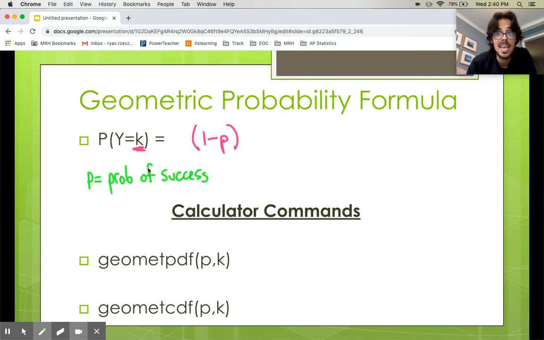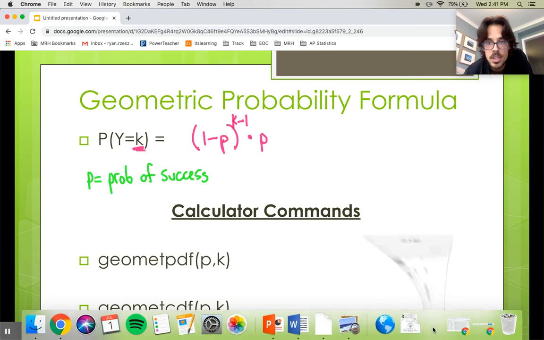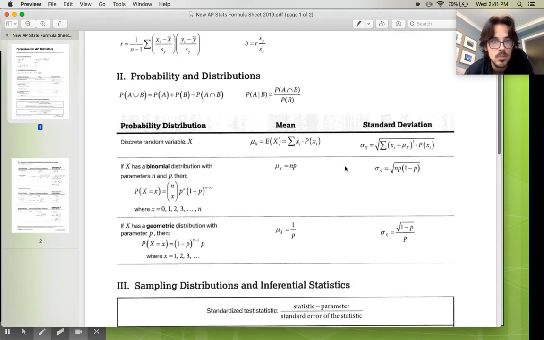So if I have to take k shots, that means I fail all but 1 of those times, k minus 1 times. On that glorious shot that you finally make, there's only 1 of those, so I'm just going to put a p. This is the formula for a geometric problem. And on our sweet formula sheet right here, they have that exact setup. They just used a little x instead: 1 minus p to the x minus 1 times p.